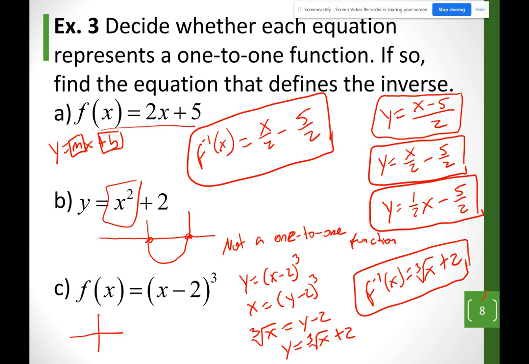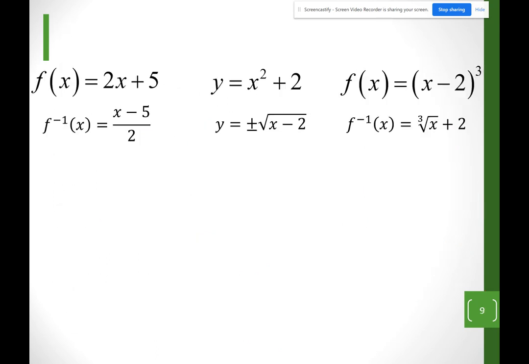Now let me show you something really quick. You don't have this slide. As a matter of fact, even on the second example, where I said it was not a one-to-one function, I did the inverse of each. So you don't have this slide. I just want to show you guys things.